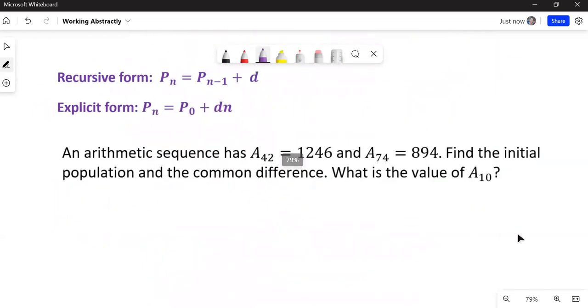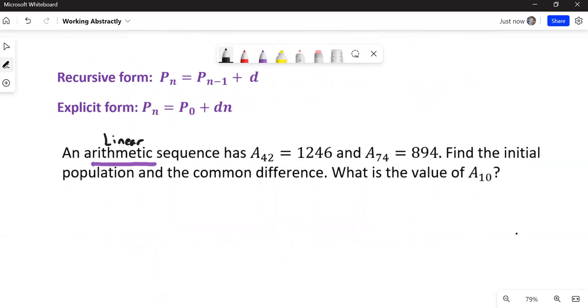Okay, so what if an arithmetic sequence, or by the way, that's a new term I'm kind of introducing here. It would be a linear sequence as well, arithmetic with some authors, has A sub 42 is 1,246 and A sub 74 is 894. Find the initial population, that's P naught, and the common difference. What is the value of A sub 10?